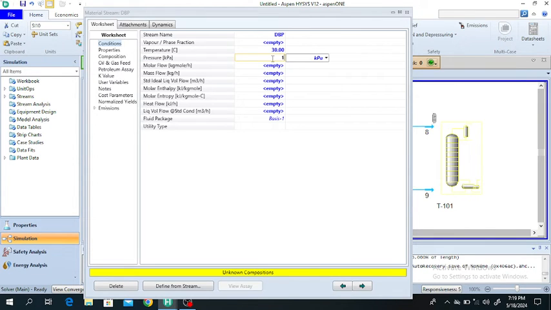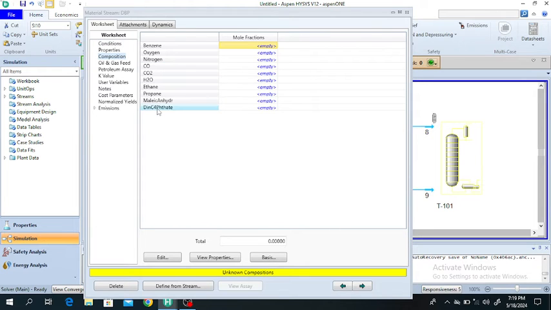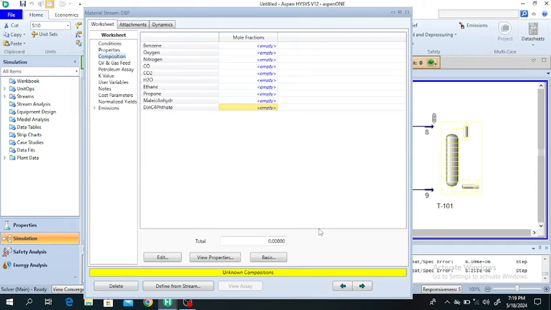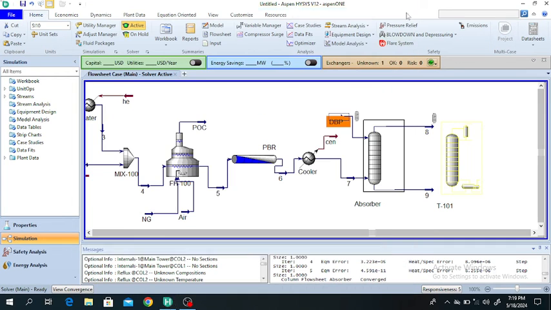This is one atmospheric pressure. Suppose it is entering at 1 atmospheric pressure, and the molar flow rate of the dibutyl phthalate is, suppose, 2400 kilogram mole per hour. Just assuming, I'm assuming these values. Pure dibutyl phthalate is used to absorb maleic anhydride from dirty gases. So click on OK.